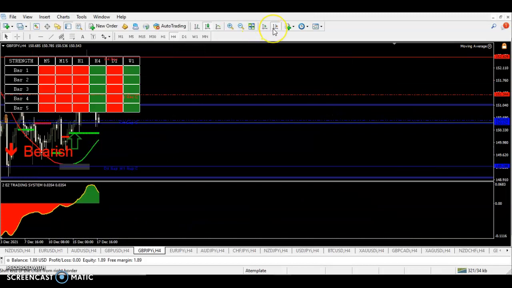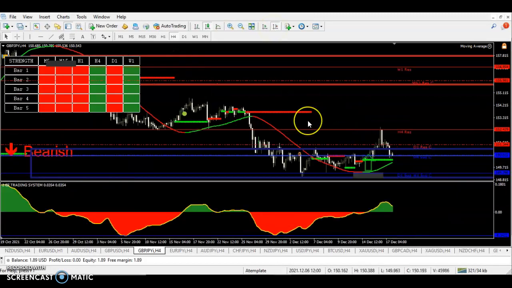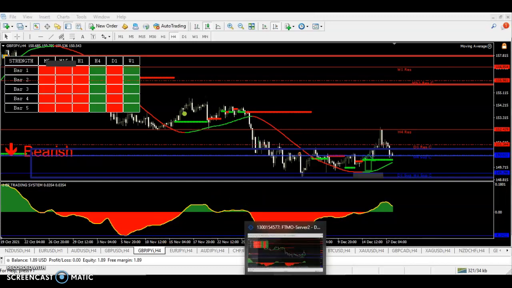Wow, and there you go. So our 4 supply is already touching, and we have an indication for a buy. So these two pairs will be trading on the FTMO trading platform, and we'll give an update about how we do that.